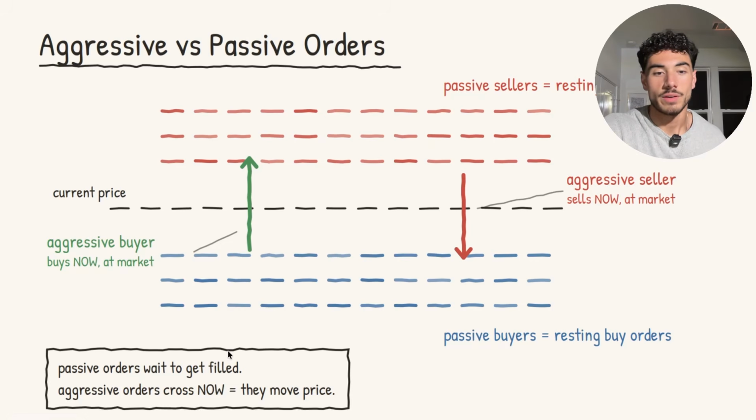Passive orders wait to get filled. Aggressive orders cross now. They move price. So like we said before, the market orders, the aggressive, the auction, that's the thing that moves price. So these are the people, sell now, buy now at the market. This is the current price, that line. And so as those people get more aggressive and they get in and out of the market, that's what's really driving the movement of the price, essentially. It's no more complicated than that. That's literally it, okay? So now we're gonna look at an example of the Bookmap. So just keep in mind these resting orders.